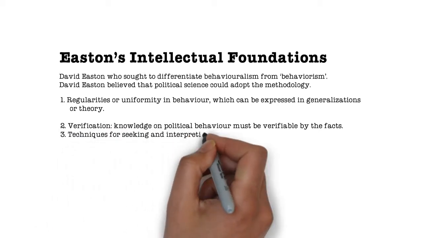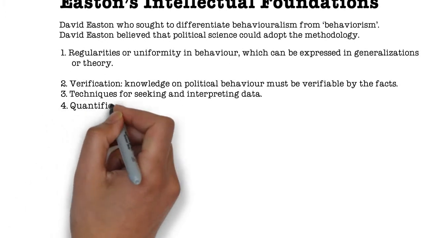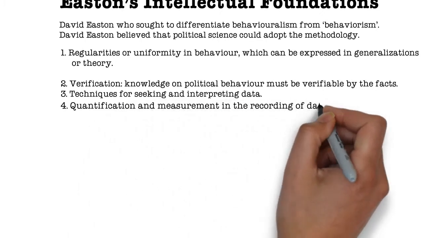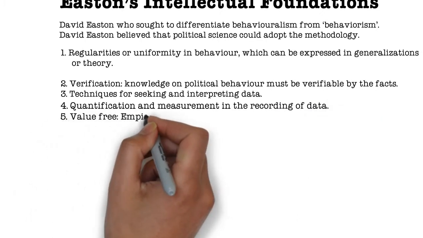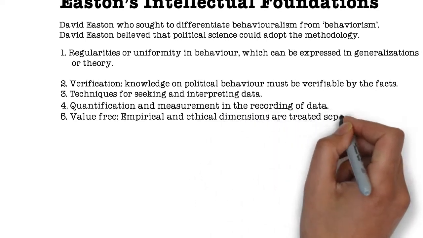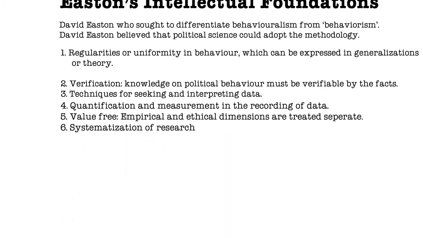Number 2, verification. Knowledge of political behavior must be verifiable by facts. Number 3, techniques. Behavioralists insist that appropriate techniques such as sample survey, multivariate analysis, simulation, mathematical models, etc., are employed to gather valid, reliable, and comparable data. Number 4, quantification. Gathering data is not enough. They must be measured and quantified. Number 5, value free. Empirical and ethical dimensions are treated separately. Behavioralism is value free.